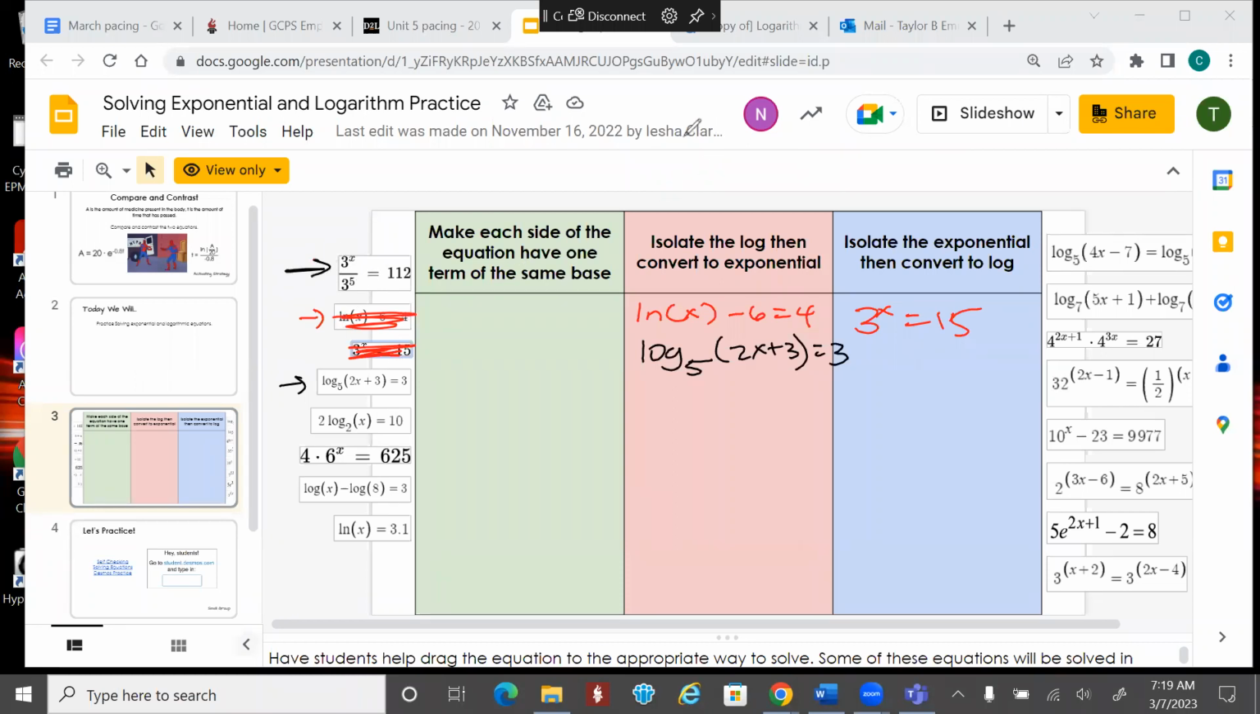Right here, we have 3 to the x over 3 to the 5th, and we're going to set that equal to 112. So how do we go about solving this one? Do we have a log or do we have an exponential right now? We have an exponential, and it's attached to this 3 to the 5th, right? Well, how would we get rid of this 3 to the 5th? Multiply it on both sides, which means that we are isolating the exponential, and then we would convert to log. So 3 to the x divided by 3 to the 5th equals 112.